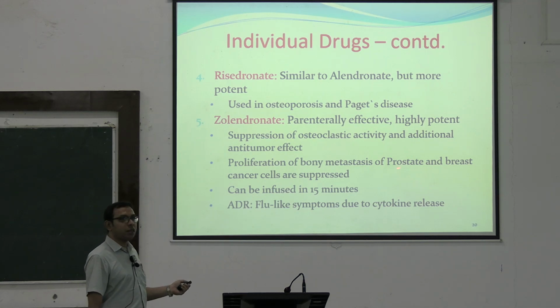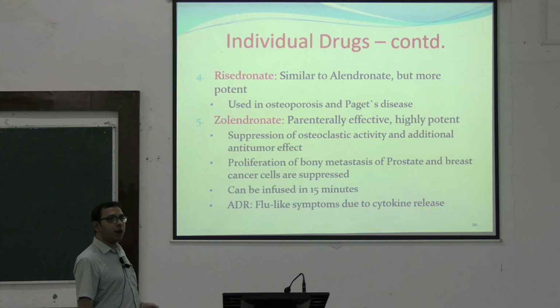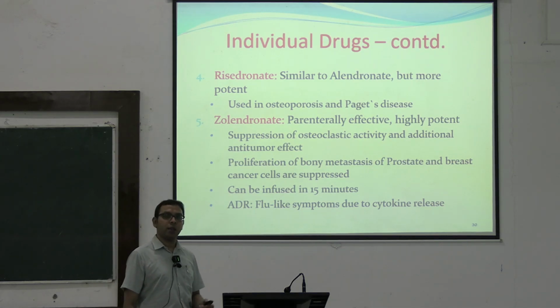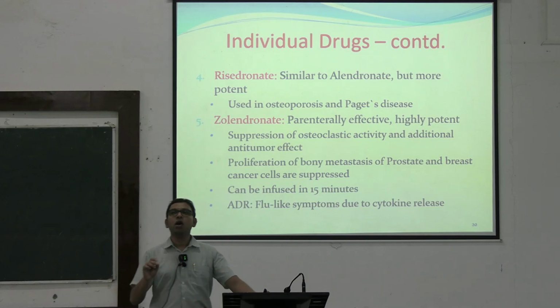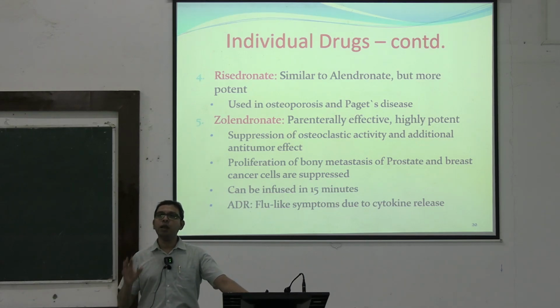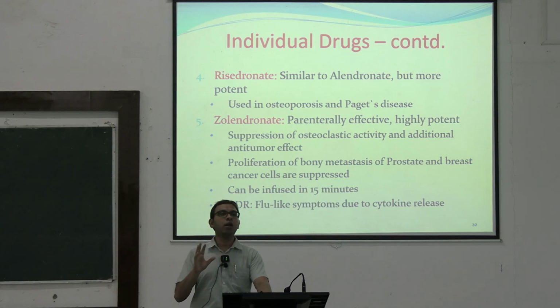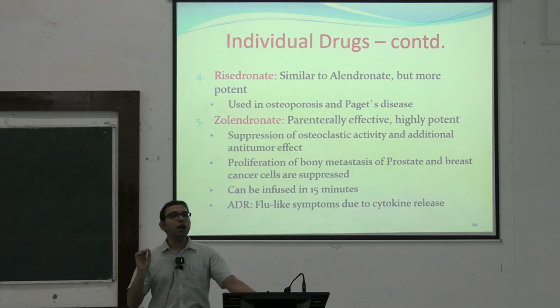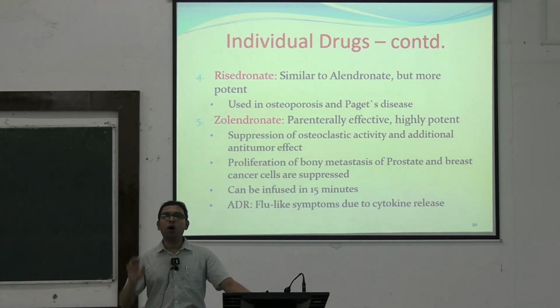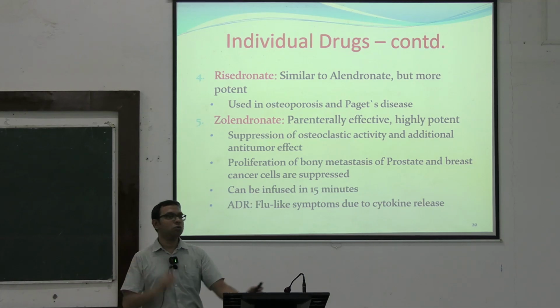Proliferation of bony metastasis of prostate and breast cancer cells is suppressed, and it can be infused in 15 minutes. Cytokine release can lead to flu-like symptoms with zoledronic acid itself. Zoledronic acid is approximately 5,000 to 10,000 times more potent than the first generation bisphosphonates. It is usually used once in 6 months or once yearly.